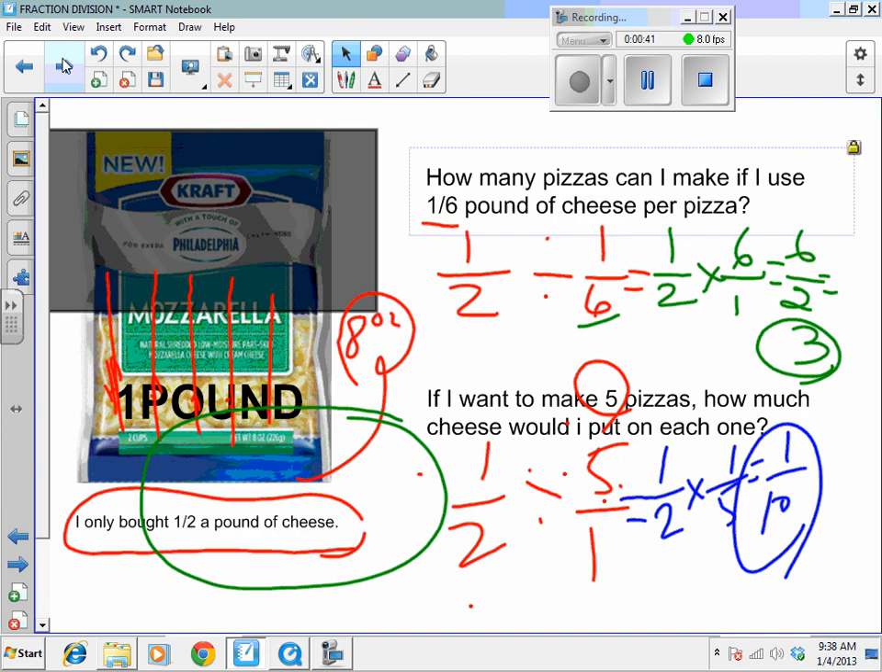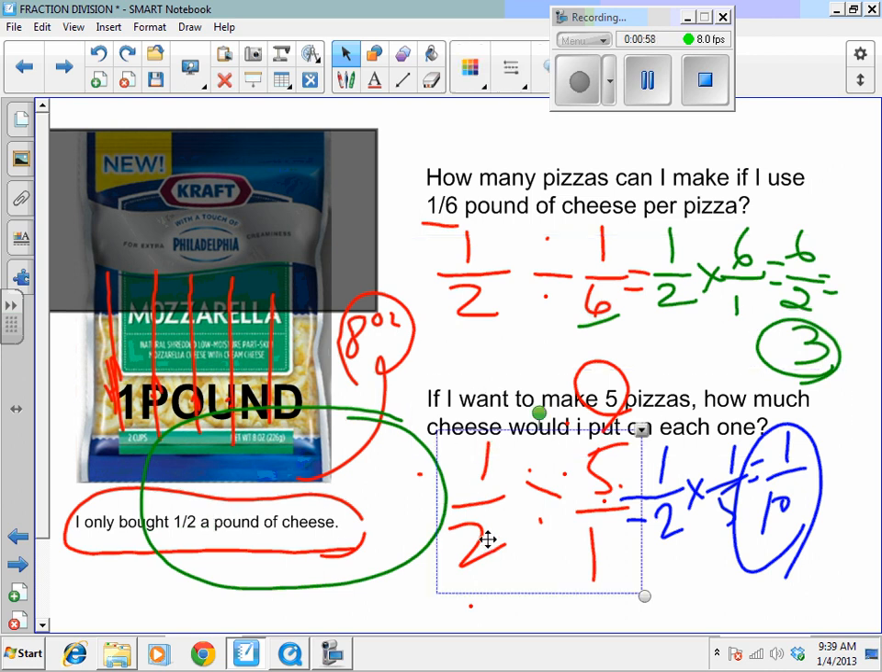The second thing that we did was we took 1/2 pound of cheese and divided it by 1/6 and found out that we could make 3 pizzas out of that. Here we have a 1/2 pound of cheese to start with. We divide it by the whole number of pizzas we want to make, which is 5, and we find out that we need 1/10 of a pound of cheese for each pizza. Does everybody understand that? Yes or no? Okay?